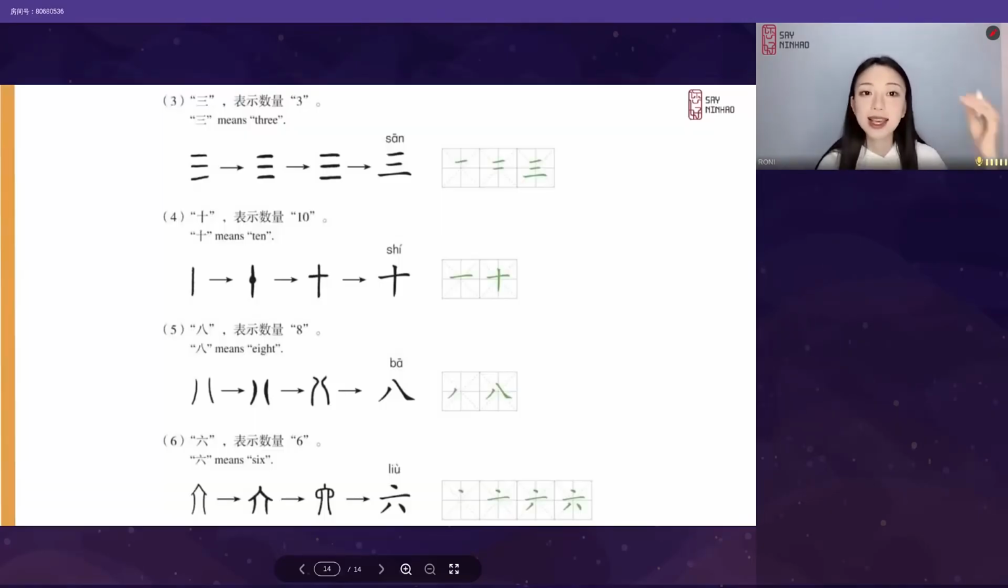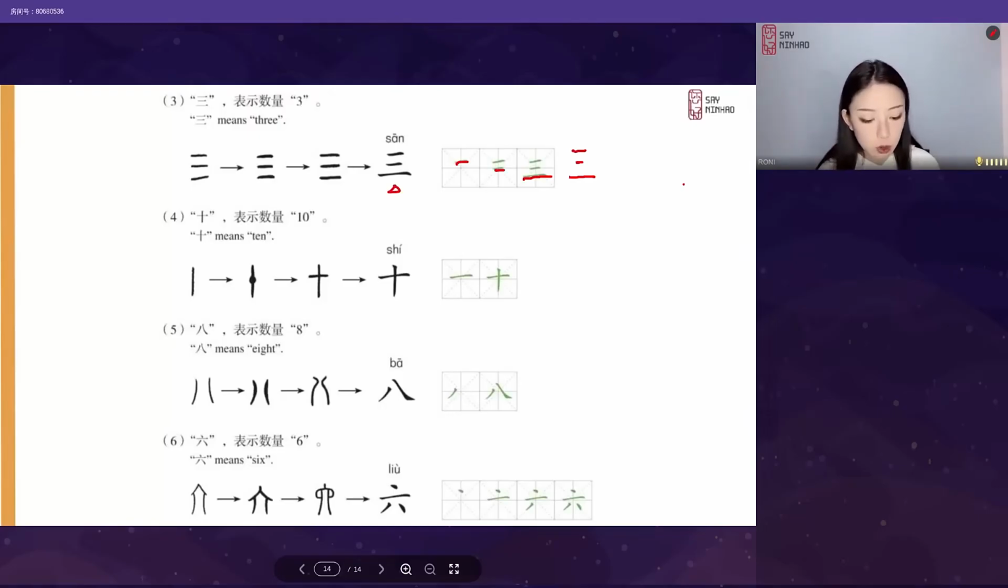Next one is 3. 3 in Chinese, the pronunciation is 三. Read after me, please. 三. We can see there are 3 horizontals. First, a short horizontal and then a shorter horizontal, and then our longest horizontal. Now let's try to write it. A horizontal, another horizontal. Left to right, top to bottom. This is the direction of writing it. 3.